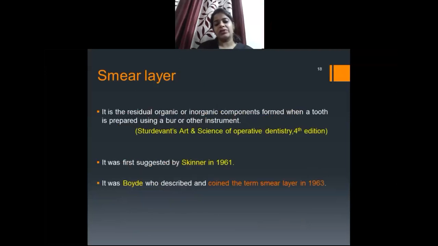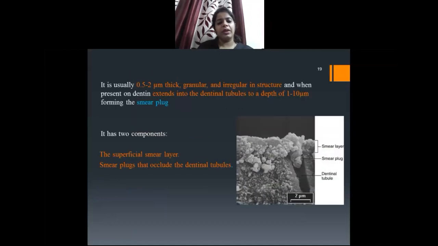Coming to the smear layer, it is a residual organic or inorganic component formed when the tooth is prepared using a bur or an instrument. It was first suggested by Skinner and it was coined by Boyd. It is usually 0.5 to 2 micrometer in thickness, granular and irregular in structure, and when present on the dentin extends into the dentinal tubule to a depth of 1 to 10 micrometer, forming the smear plug.